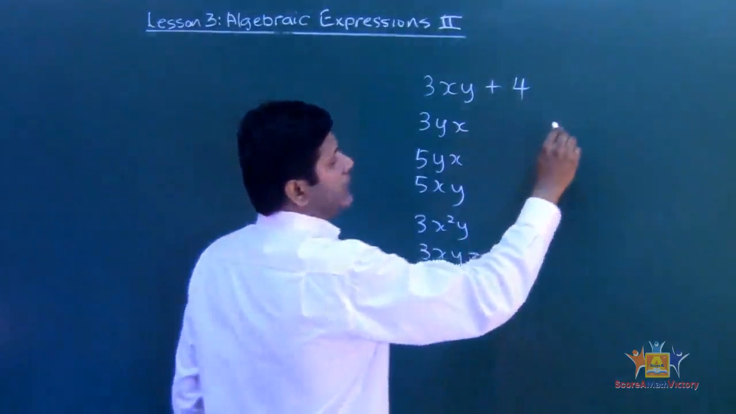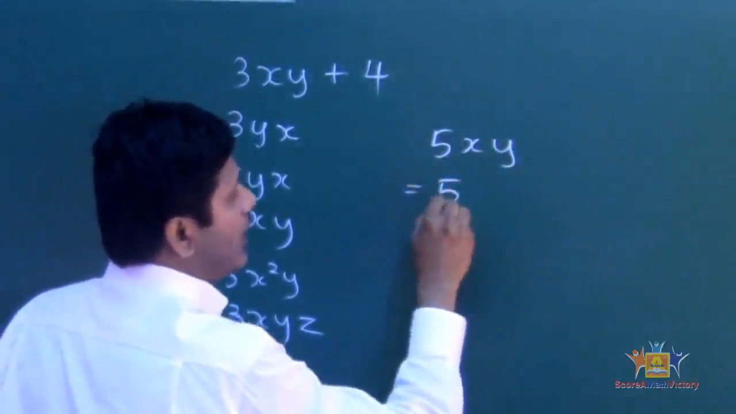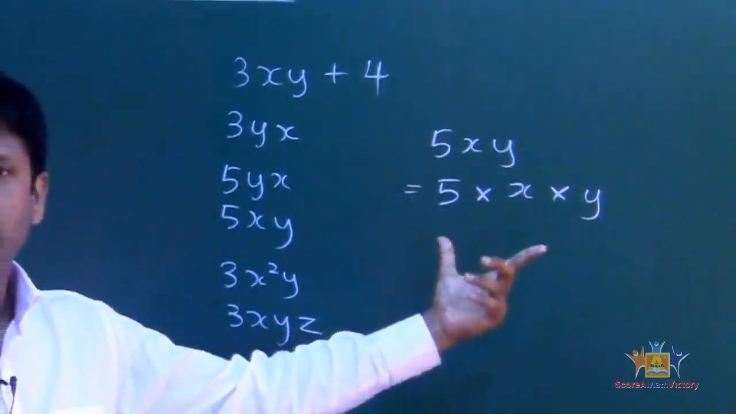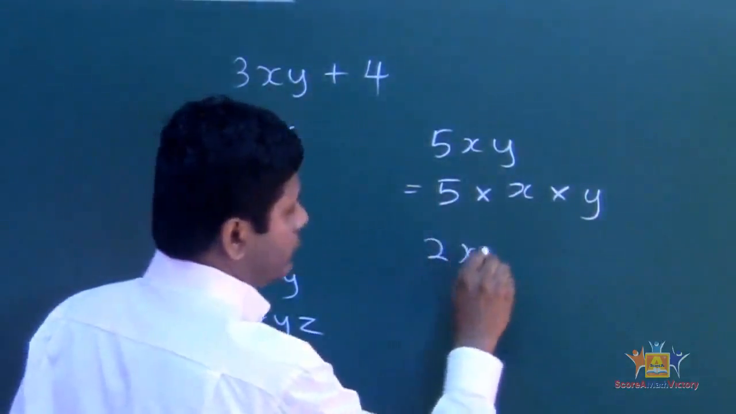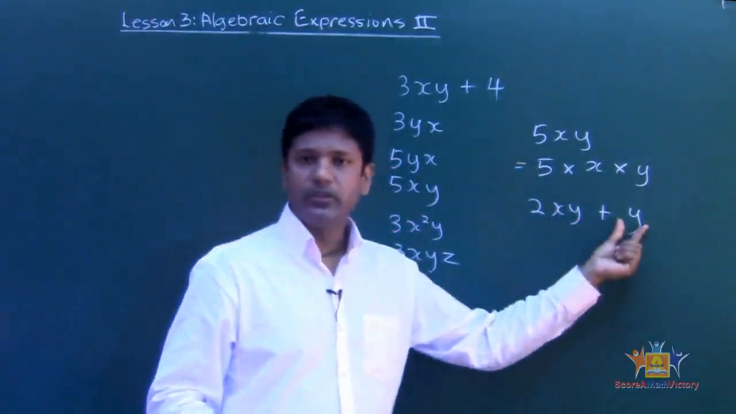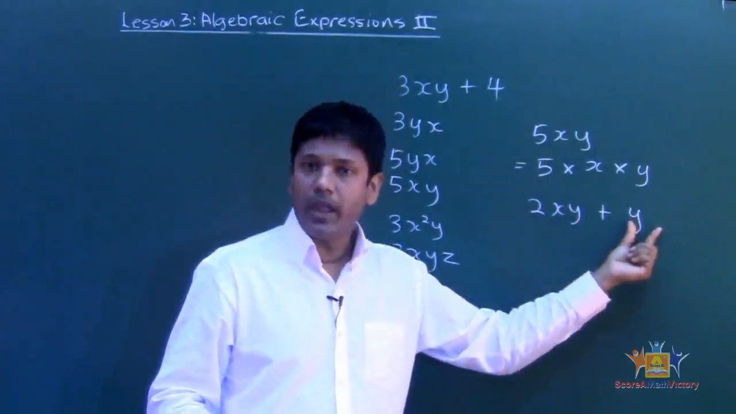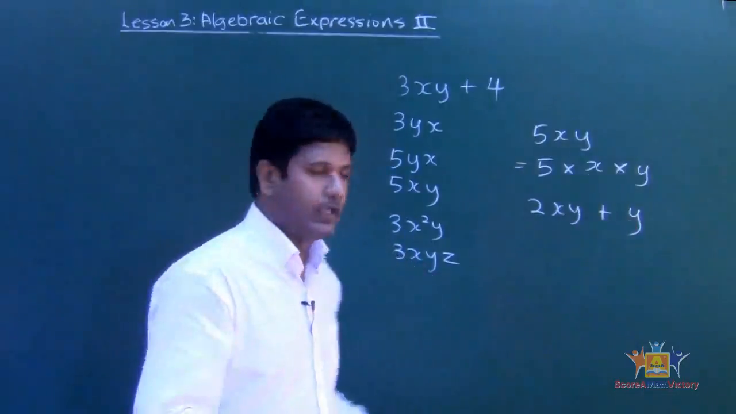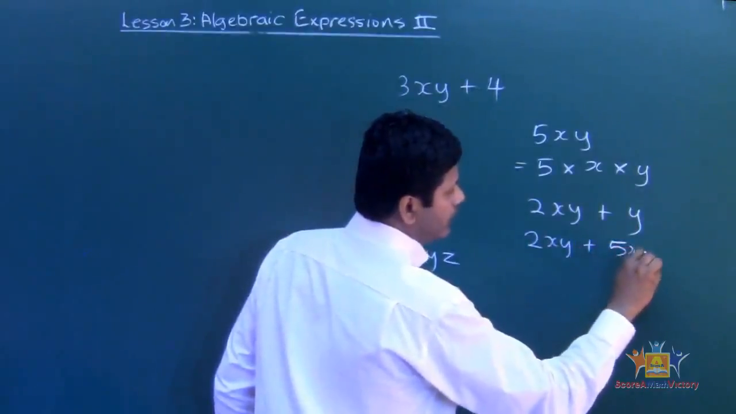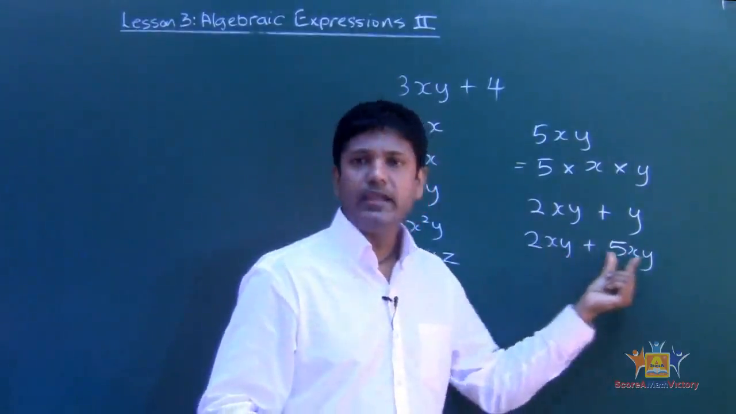Now let's say, for example, I were to give you 5xy. What this actually is, is 5 times x times y. That's what it is. Now if I were to give you 2xy plus y, these are two different terms. They're not identical. Why? Because this one has xy and this one only has y. You cannot combine them. Now if I were to give you 2xy plus 5xy, are these two the same terms? Yes, because this one has xy, and this one has xy.